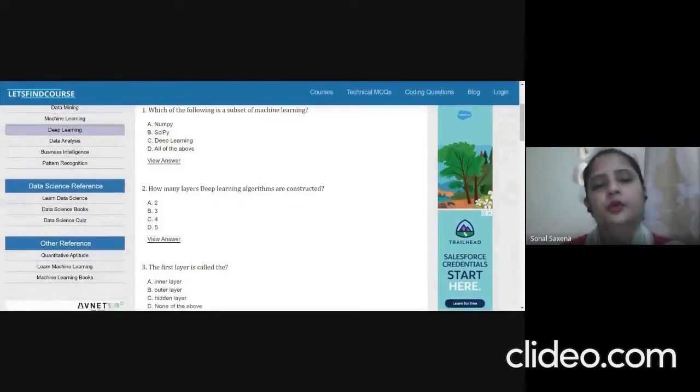Now here, question number one says, which of the following is a subset of machine learning? Is it NumPy, SciPy, deep learning, or all of the above? The second question asks you how many layers deep learning algorithms are constructed. Is it 2 layer, 3 layer, 4 layer, or 5 layer? And the first layer is called the inner layer, outer layer, hidden layer, or none of the above. So I hope everything is already clear to you, so you are able to quickly identify the things. So try to answer quickly.